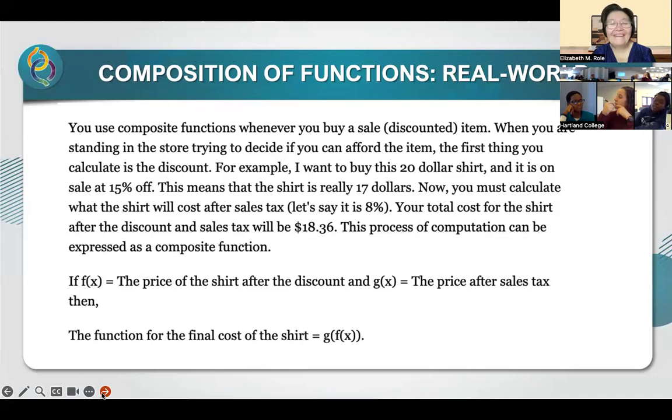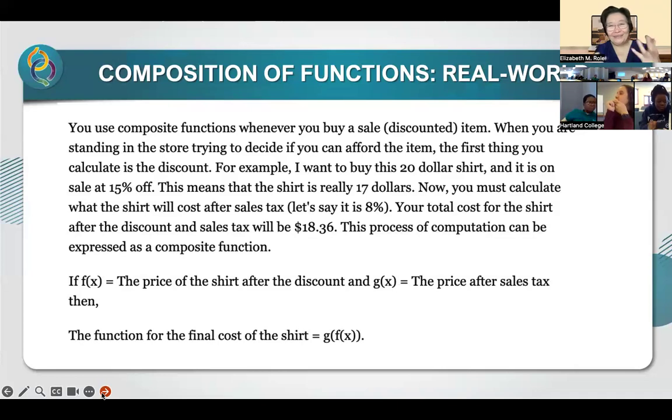If f(x) equals the price of the shirt after the discount and g(x) equals the price after sales tax, then the function of the final cost of the shirt will be g(f(x)), g of f of x. In other words, there are two things that you are doing here. You're thinking of how much is the discount and how much is the sales tax. So when you put them together, that becomes a composite function.